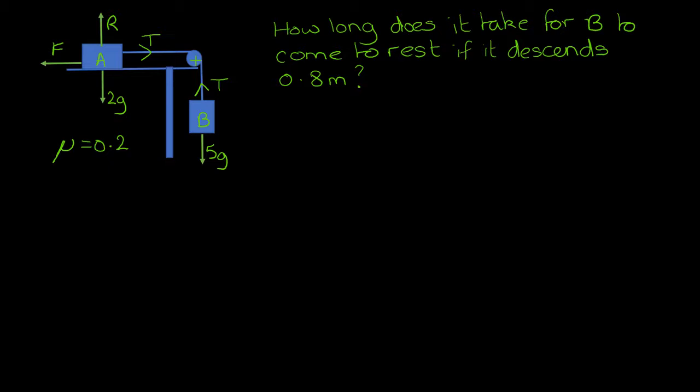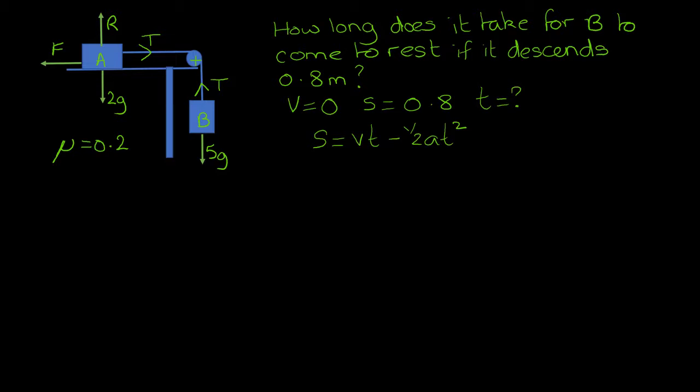Now they want us to work out how long it takes for B to come to rest if it descends 0.8 meters. So what do we know? We know that it's coming to rest, so that means that the final velocity is 0. We know that the distance it's travelling is 0.8. We want to find the time. So we've got S equals Vt minus a half AT squared. But for us to use that, we need to know what A is. We can do that by going back to those simultaneous equations we had before.